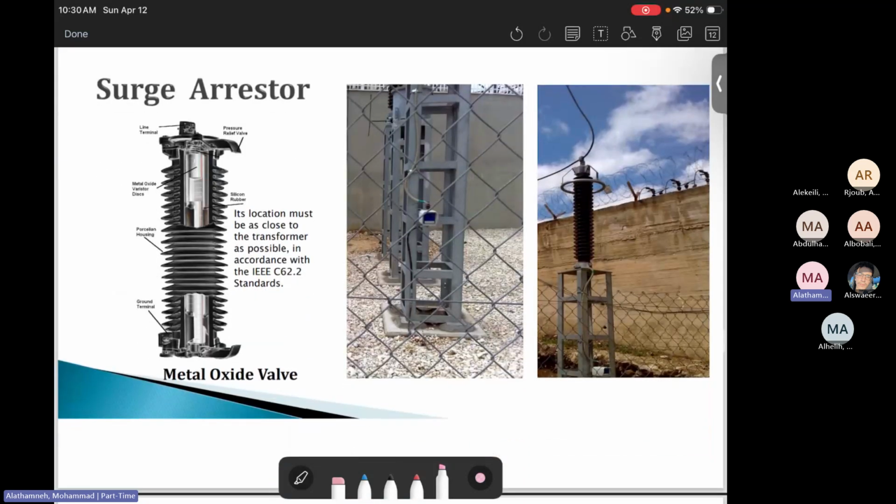Now the other thing in power systems is the surge arrestors. Surge arrestors can be in the power system, not only inside the transformer, they can be outside the transformer, at the beginning of the power lines. The surge arrestor's purpose is to take the lightning strikes, and the lightning strikes will go through it.